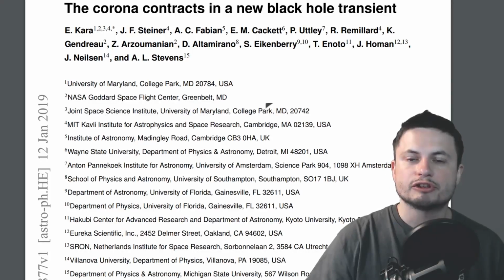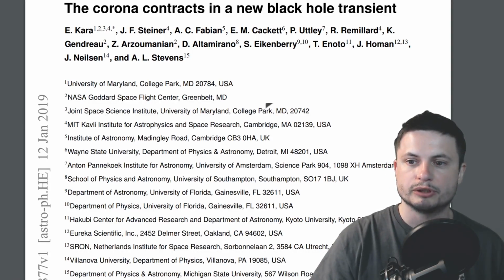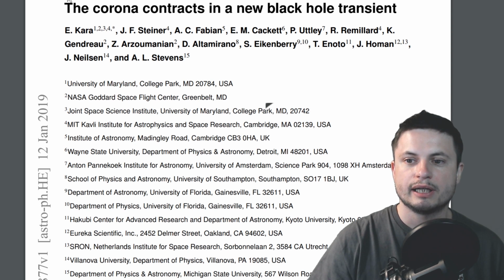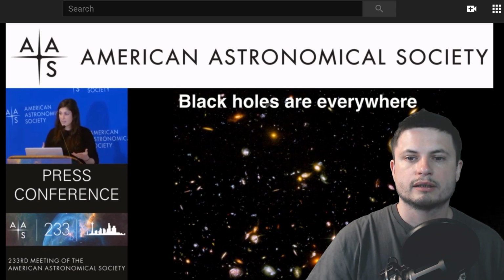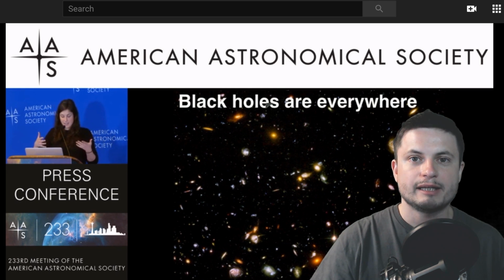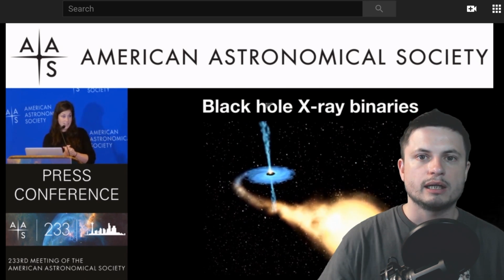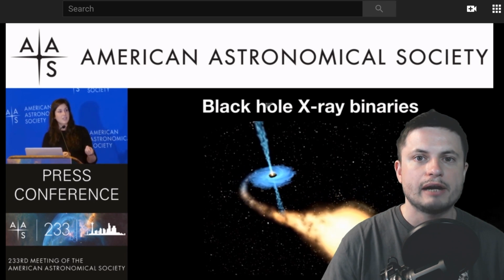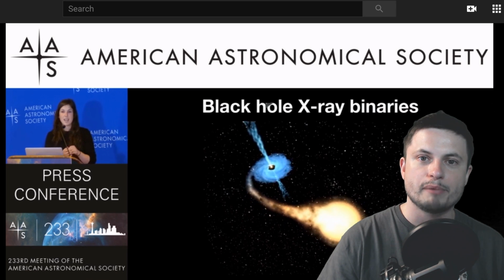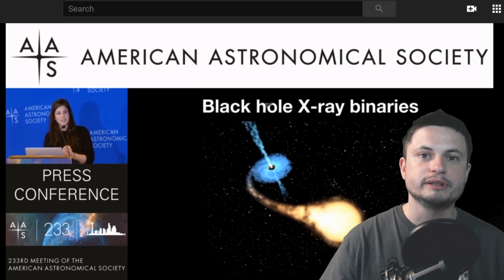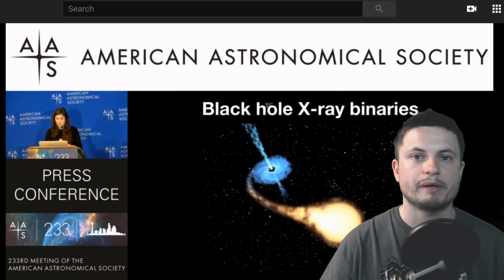Now, a very recent announcement and also a paper that was published in January of 2019, known as the Corona Contracts in a New Black Hole Transient, by these particular scientists from University of Maryland and also a few other places, was recently presented at the American Astronomical Society between January 12 and January 16. Now, this is the primary investigator, Erin Kara, who talks about what they've discovered and how it may redefine our ability to see black holes and also measure their size.